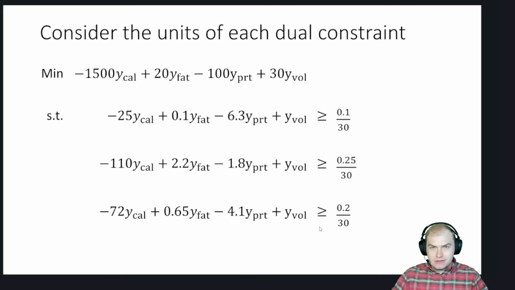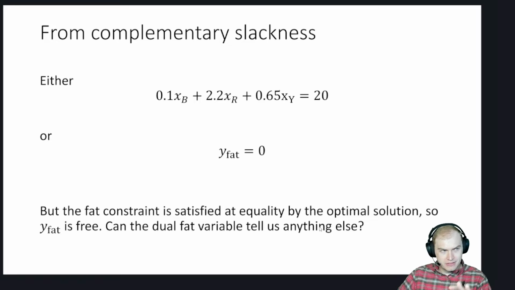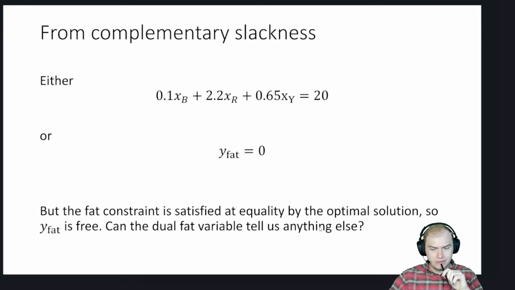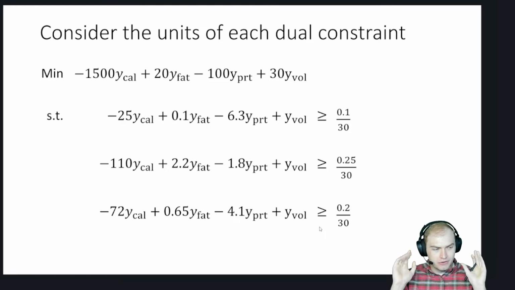So let's look, and we wonder, can this dual fat variable tell us anything else? We know it's not 0, but can it tell us anything important about the problem, about the system, about our solution? We're going to look into that a little bit. I think the easiest way to see how this sensitivity analysis relationship shows up is to consider the units of all of the constraints, or of all the terms in our constraints.